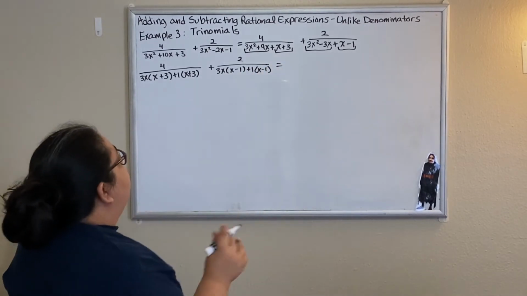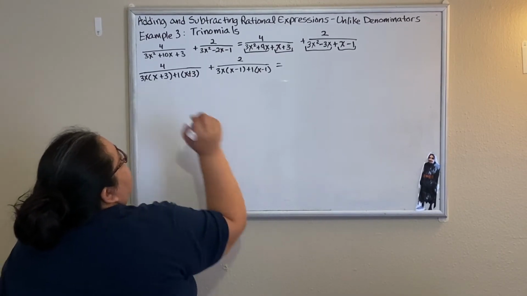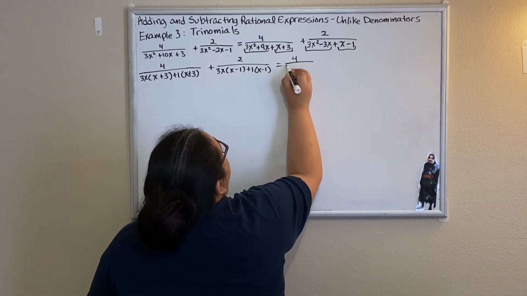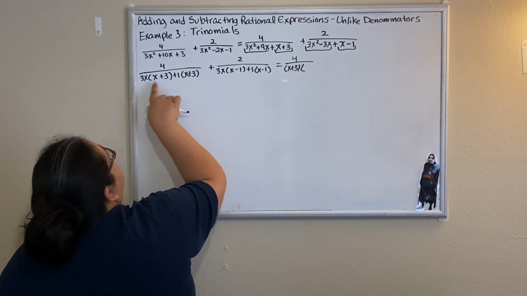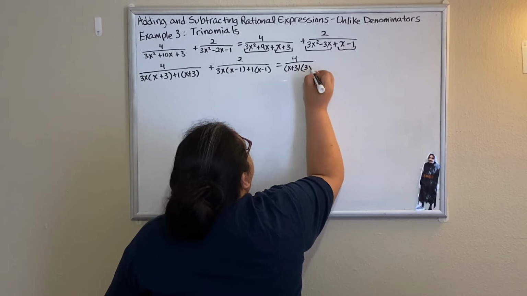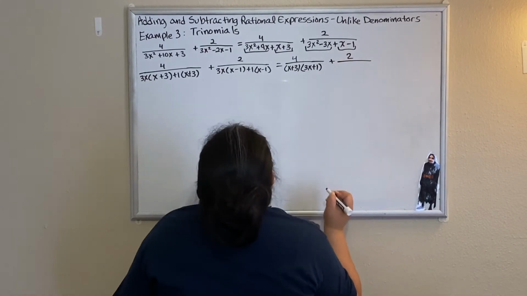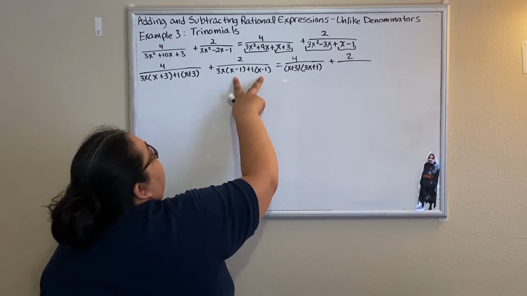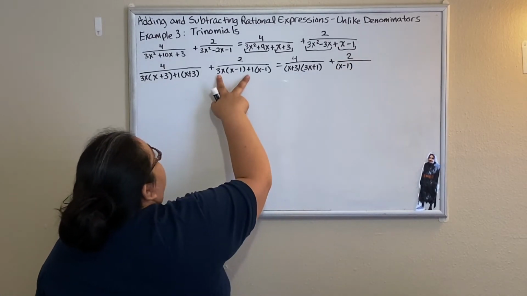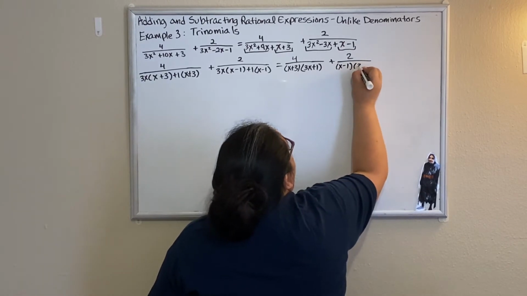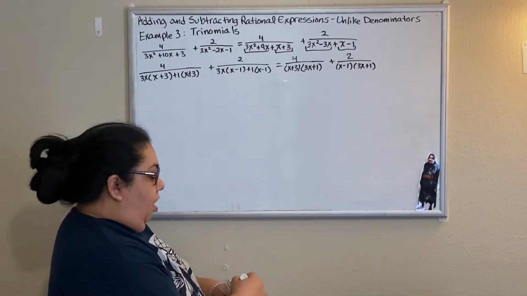So now we go ahead and finish factoring. So notice I have a common factor of x plus 3 here. So that means I'm going to have 4 over x plus 3 times the remaining factor is 3x plus 1. So we're going to put 3x plus 1 right here. Plus 2 over, and in the second term we have a common factor of x minus 1. So we're going to write x minus 1, and then we have a remaining factor of 3x plus 1. So 3x plus 1.